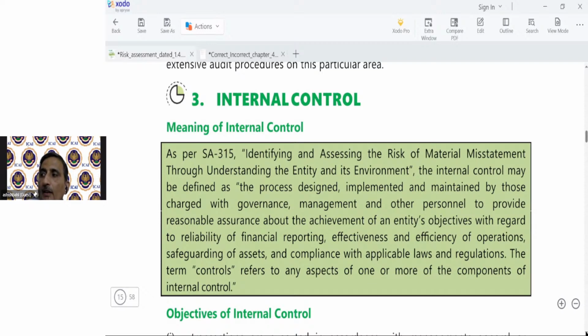No, there is no separate SA for internal control. It is included in SA 315. Yes, Darshan.